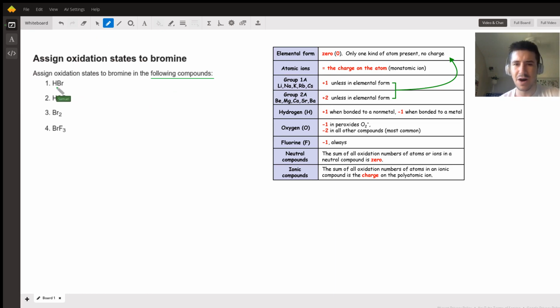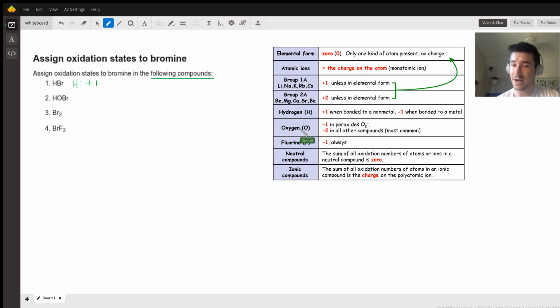So first we have HBr. I can start going down my list and see which rules apply. I don't have any elemental forms here, don't have atomic ions, not group 1A or 2A. Finally, we get to hydrogen. Hydrogen has an oxidation state of +1 when bonded to a nonmetal. Br is a nonmetal, so H is going to be +1. That's all we have so far.